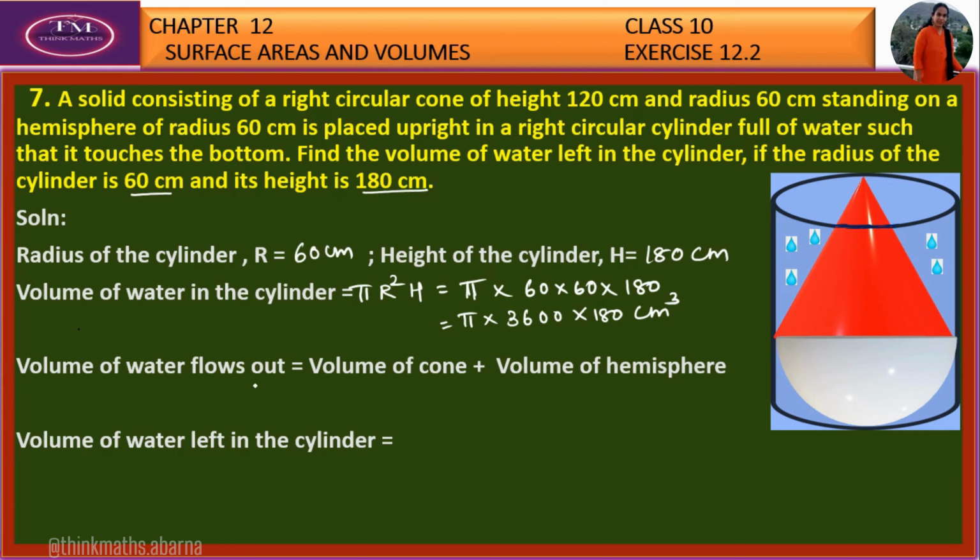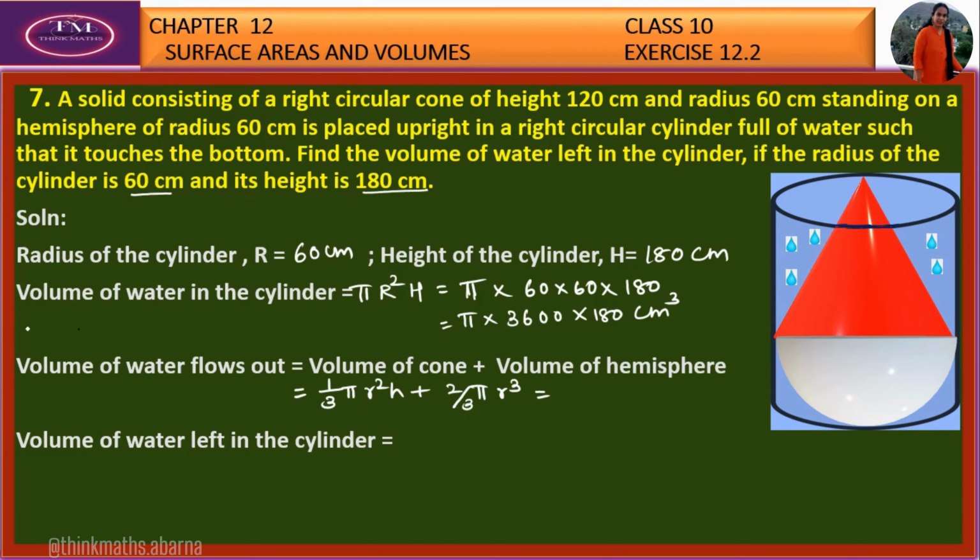Now volume of water flowing out. So how much water will flow out? It will be equal to the volume of this cone and volume of this hemisphere. Okay. Volume of cone is nothing but 1 by 3 pi r square h. So 1 by 3 pi r square h. Volume of the hemisphere is nothing but 2 by 3 pi r cube. So we have to substitute these values. What are the values for this?